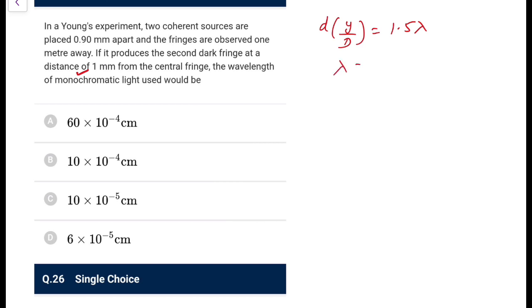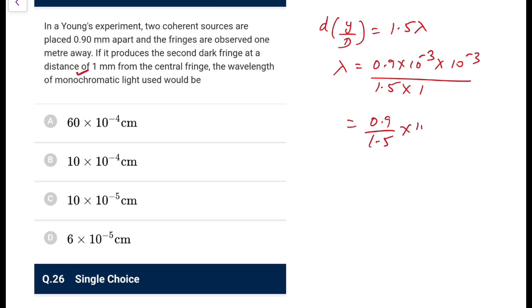So the wavelength, lambda, would be d, where small d is 0.9 into 10 to the power minus 3, divided by 1.5 times capital D, which is 1. So what we are left with is 0.9 upon 1.5 into 10 to the power minus 6. This is 3 by 5, or you can say 0.6 into 10 to the power minus 6, if I am right. So 0.6 into 10 to the power minus 6 meters, I am writing it.